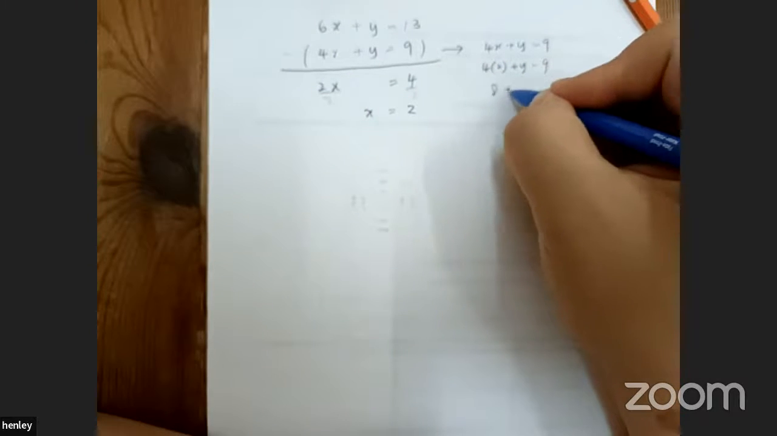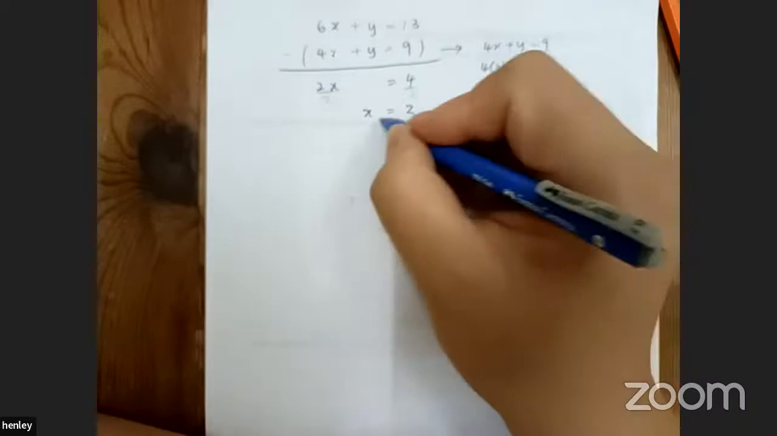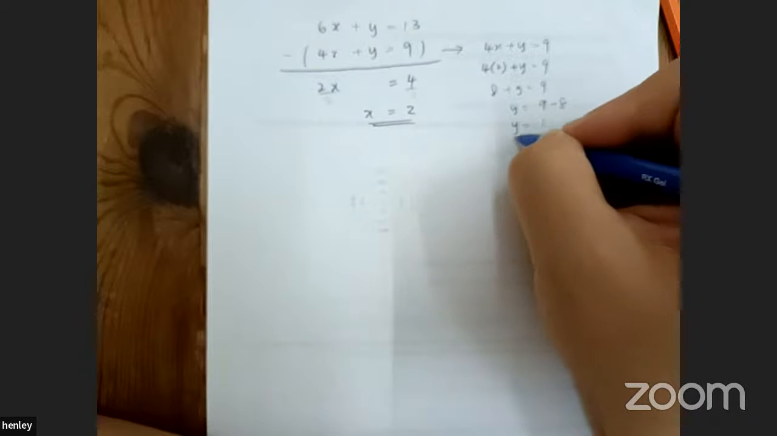So this is 8 plus y equal to 9. So 8 moves to the other side, so it's 9 minus 8. So y is 1. So I find the answer. My x is 2, y is 1. This is my answer to solve this question.